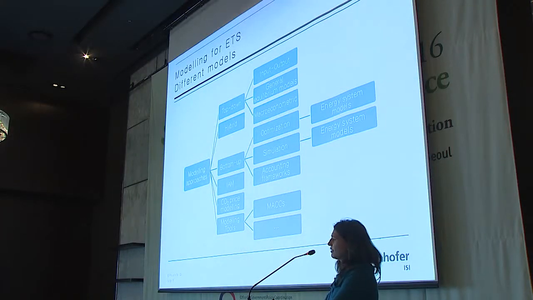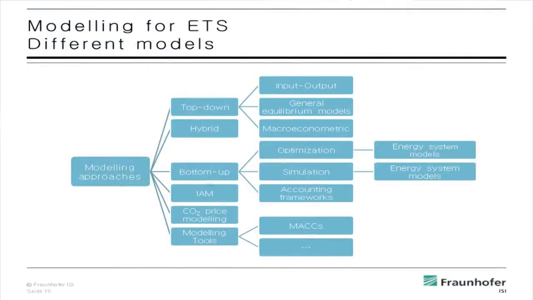Now then, we have quite different modeling approaches that can be used, and those different modeling approaches are useful for different questions, of course. The two best well-known approaches, I would say, are the top-down and the bottom-up approaches, which include, among others, general equilibrium models on the top-down side and optimization or simulation models on the bottom-up side. And I'm going to be talking about bottom-up models a bit later, because we have two of those at Fraunhofer ISI.